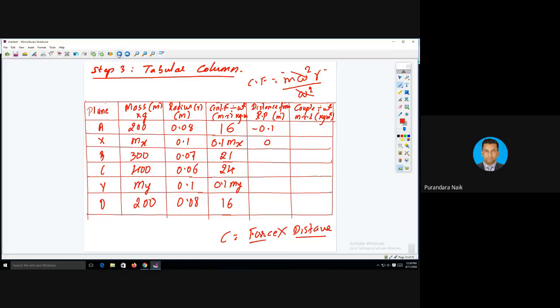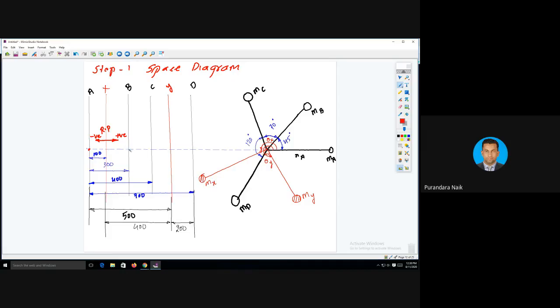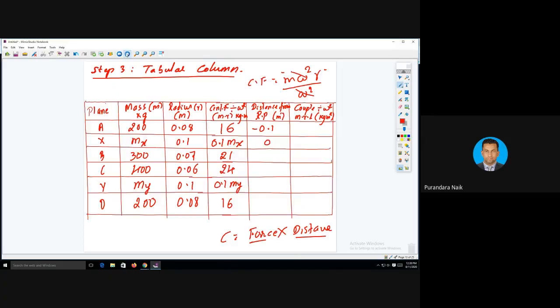Next, what is the distance between x and b? See here, we have 100 millimeter from A to x, and A to B is 300 millimeter. 300 minus 100 will be the distance between x and b, that is 200. 200 means this is positive 0.2. Why positive? Because it is on the right side.